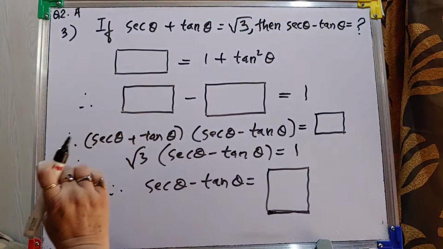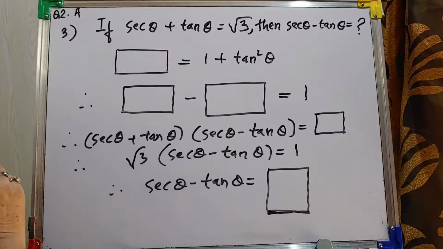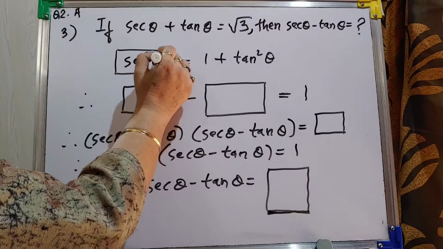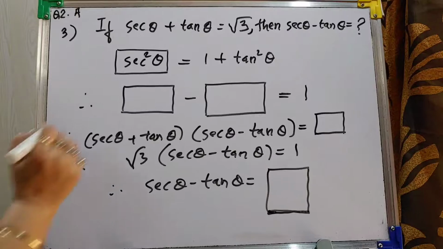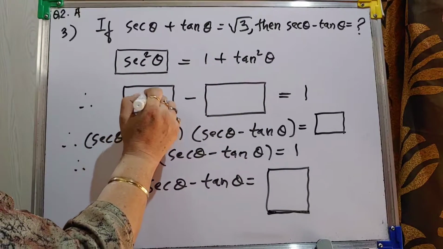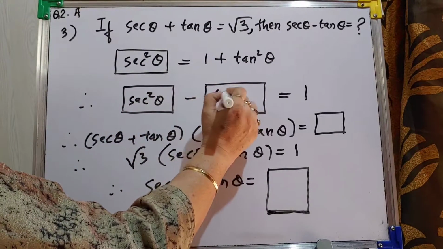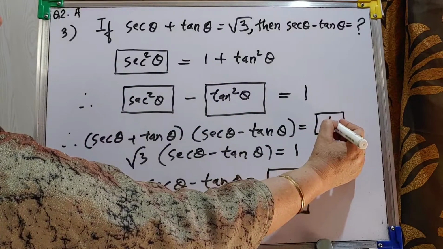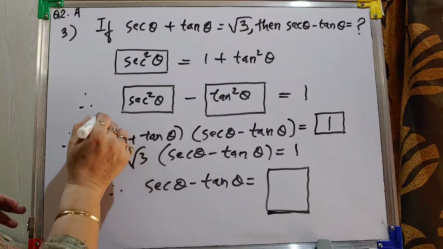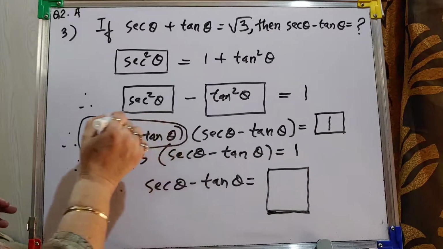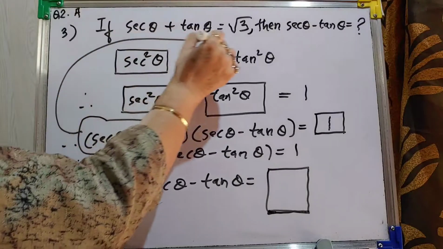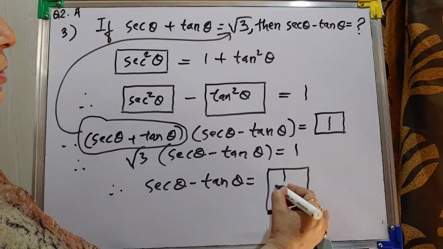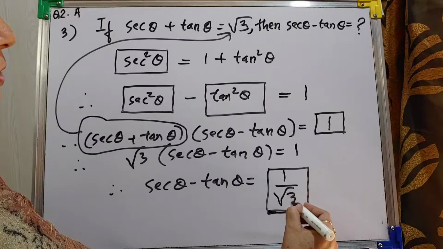Now students, just see, sec theta plus tan theta is given as root 3 and you are asked to find the value of sec theta minus tan theta. You know that sec square theta equals 1 plus tan square theta. When I bring tan square theta this side, it will be sec square theta minus tan square theta. This will have 2 brackets and this will remain 1 only. Now we can substitute the value root 3, so the value of this will be 1 by root 3.